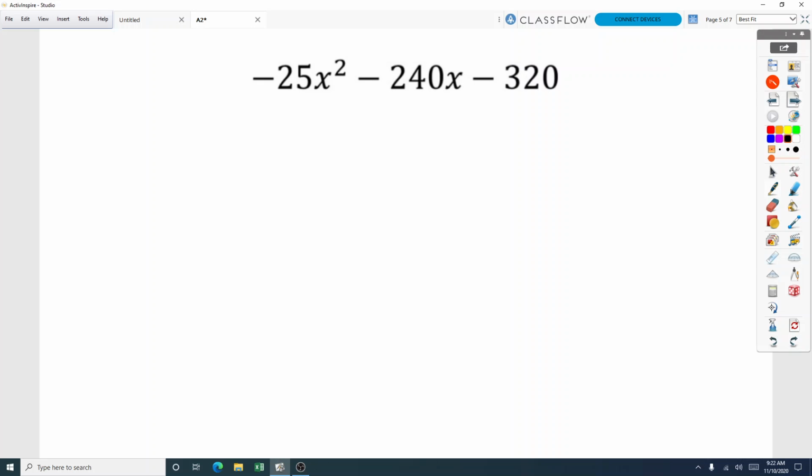Now, as I go to another example, I've got negative 25x squared minus 240x minus 320. Now, if I look at this one here, I have a negative out in front of that 25. I know that I don't want that negative there in front of my x squared, so I know I'm pulling out a negative. But I'm also going to pull out a 5 because these are all able to have a 5 come out of them. So I'm not going to forget to write my negative 5 out front.